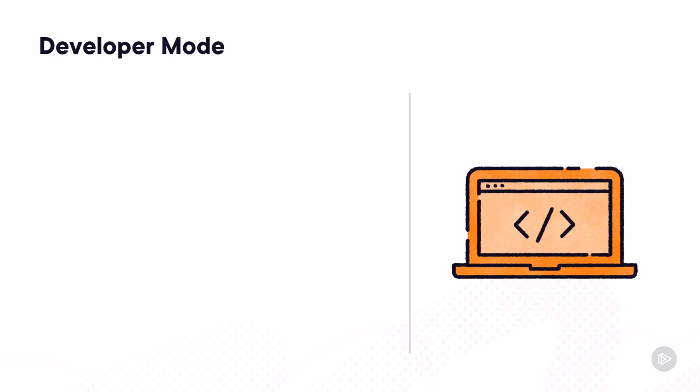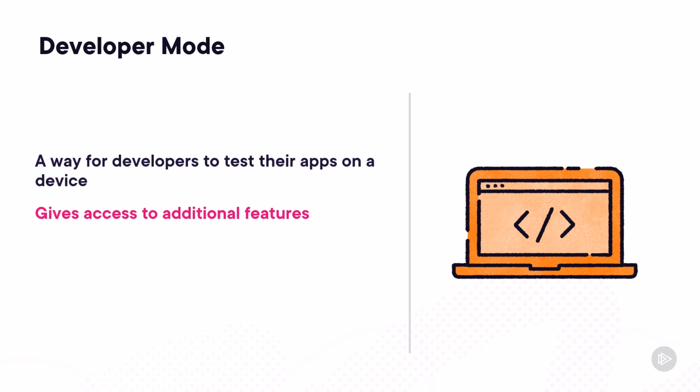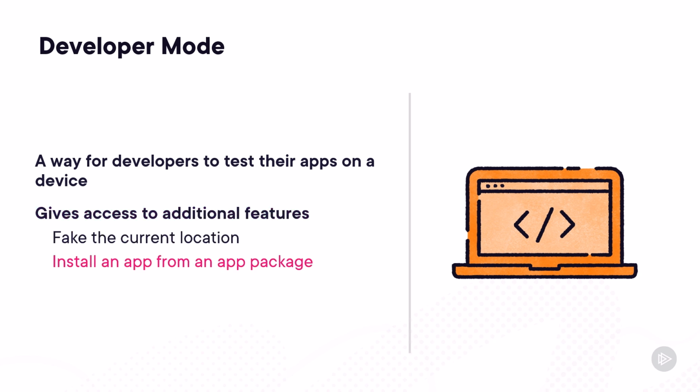Another way to have more access is developer mode, which is a way for developers to test their app on a device. This gives the user access to some additional features such as faking the current geolocation, installing an app from an app package, or deploying it directly from your laptop, or debugging via USB. The capabilities will depend on the device.